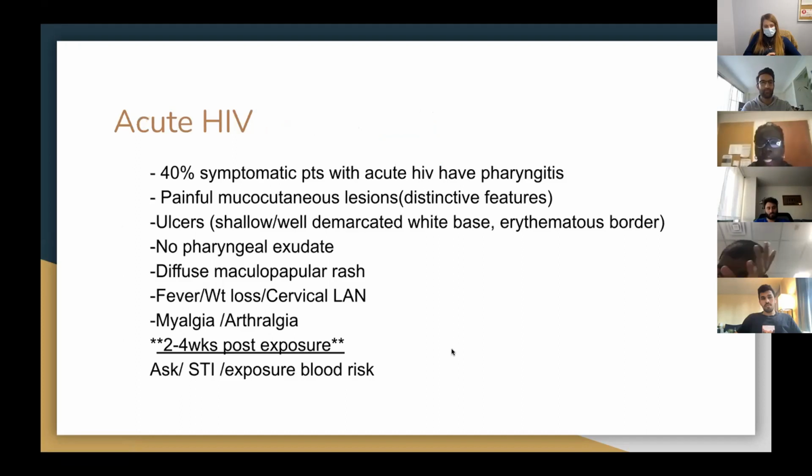Acute HIV. Almost 90% of people with acute HIV are symptomatic. Of those, 40% have pharyngitis. So somebody who comes in with pharyngitis in the right setting, think of acute HIV. It could have painful mucocutaneous lesions, these shallow ulcers with a well-demarcated white base and erythematous border, no pharyngeal exudate, but a diffuse maculopapular rash. They can have weight loss, fever, cervical adenopathy, achiness in the joints and muscles, and generally present 2 to 4 weeks post-exposure. So always ask about STI risk and exposure to blood products.